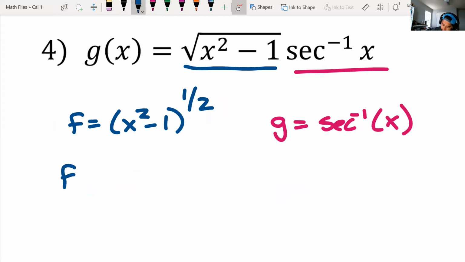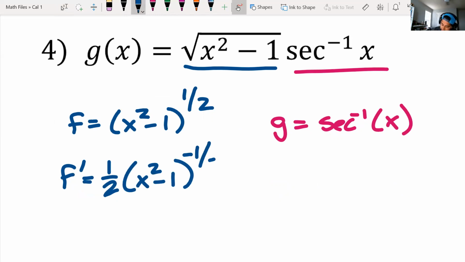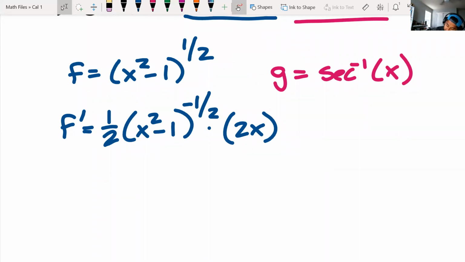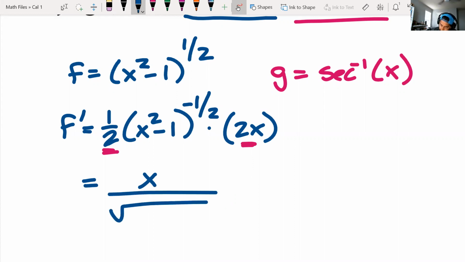Take the derivative of f, chain rule, 1/2 times x squared minus 1 to the negative 1/2 times the derivative of the inside, which is 2x. All right, let's go ahead and clean this up before we find g prime. If we clean this up, you get 1/2 times 2x. That means the x will come out on top, and you can flip the square root down. So we're going to get x over the square root of x squared minus 1. All right, that's f prime cleaned up.